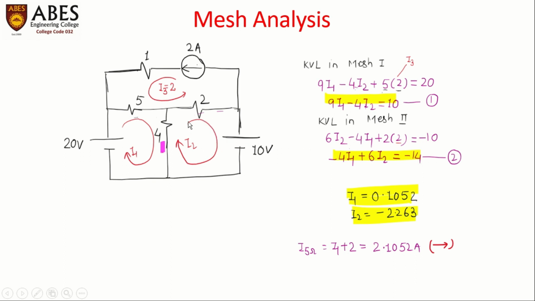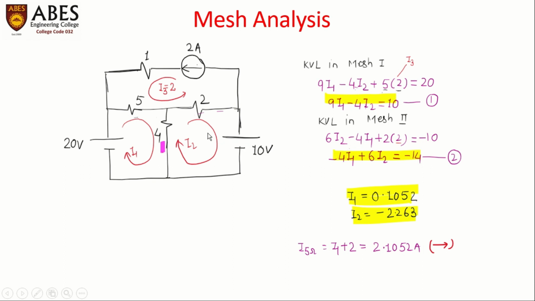In mesh 2, again we will sum all the resistances of mesh 2. After doing the sum of all the resistances of mesh 2, this one is 4 and 2. So this would be 4 plus 2 is equal to 6. The current in mesh 2 is I2. We will write here 6I2.